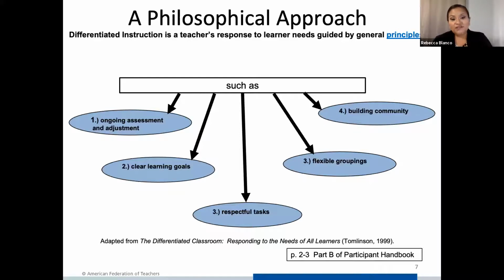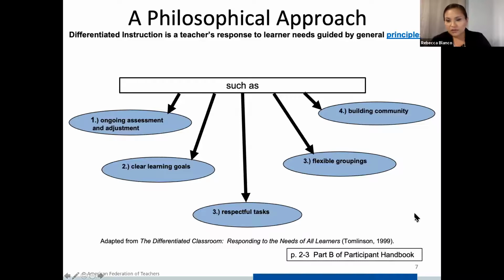And then we have to build community, right? So within these, whoa, I'm so sorry. This has two number 3s. I didn't realize that. But the 5th one is building community. So we are going to make sure that within all of these things, we are building community.